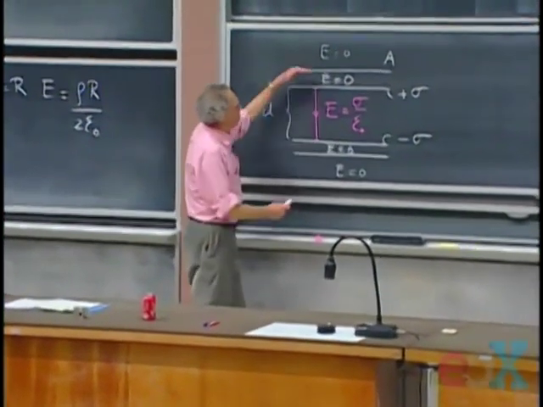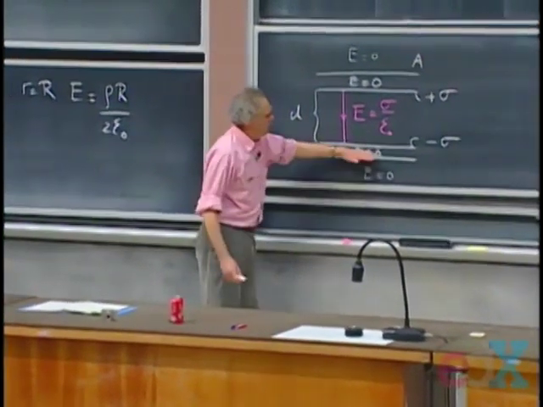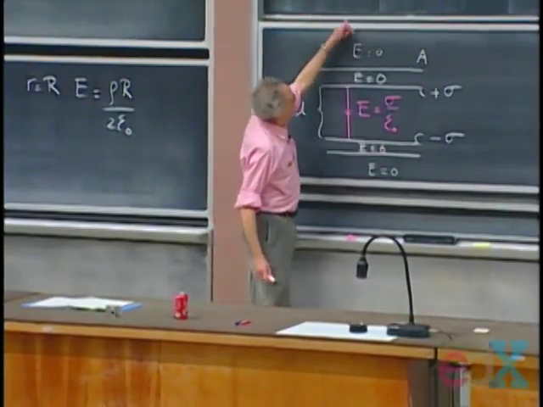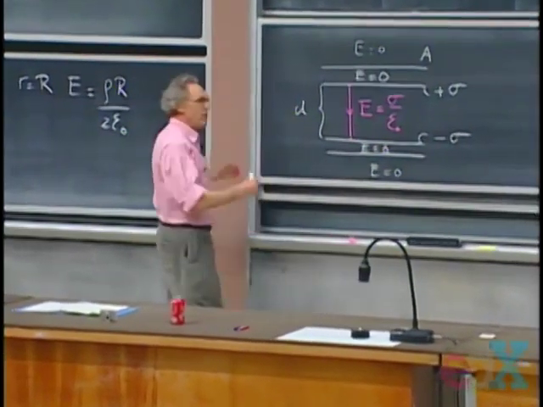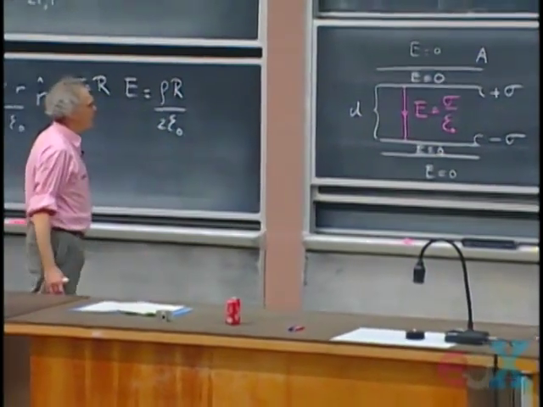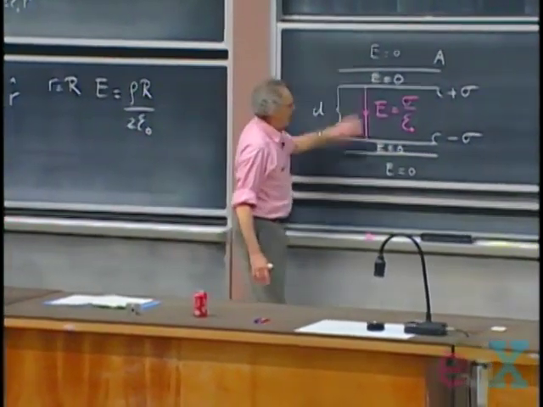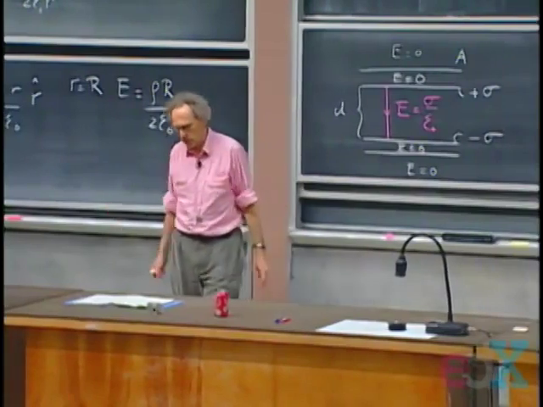So if we assume that we don't go too far out, then the electric field due to this one is pointing down, due to this one is pointing up, and they have equal strength, they're independent of distance, so they cancel each other here, and they cancel each other there. Superposition argument.